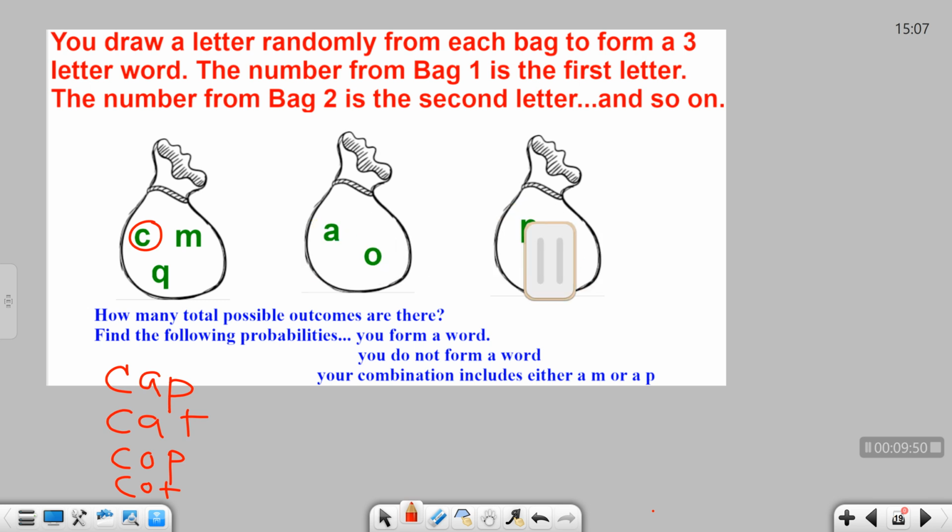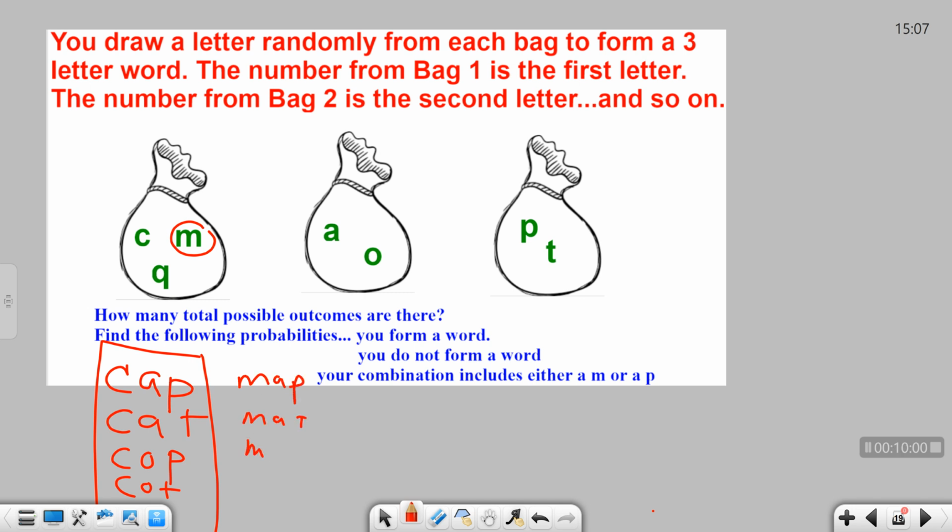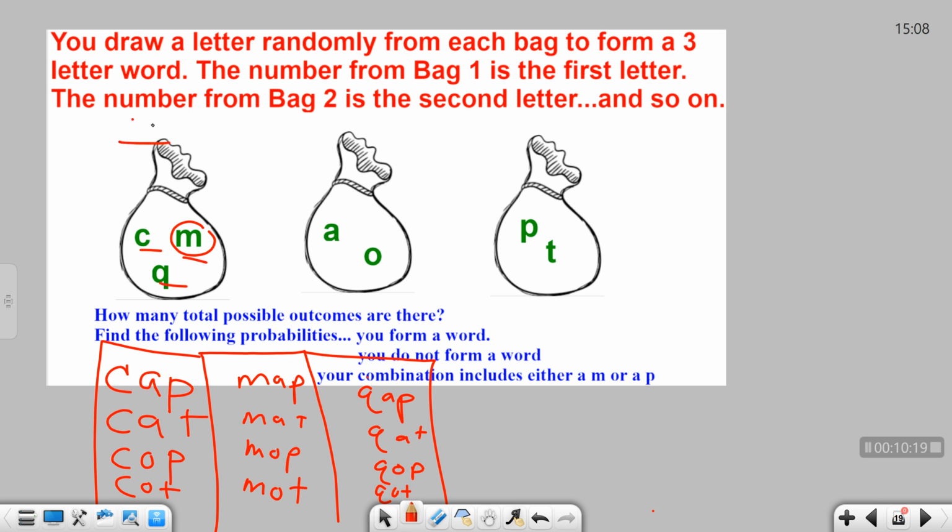One of the reasons I like the organized list is because when you switch over to the M, you're going to make this exact same list right here, but just starting with M. So MAP, MAT, MOP, MOT. And then you're making all that same list with the Q. QAP, QAT, QOP, QOT. Again, if you want to know how many were in the sample space, 3 times 2 times 2. So 3 times 2 is 6, times 2 is 12. There's going to be 12 in our total list.